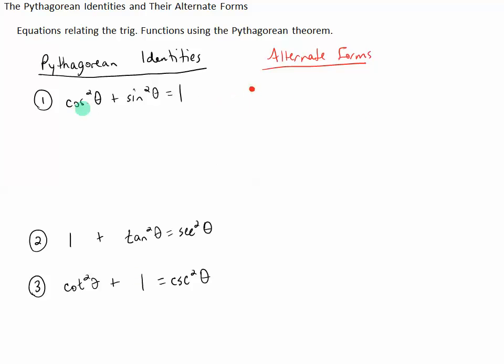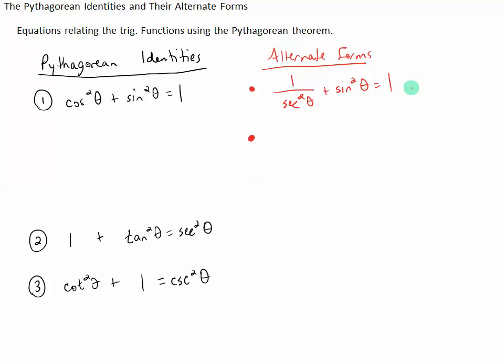So let's see one alternate form. I can replace cosine with its reciprocal form. In other words, I can replace cosine with 1 over secant, and cosine squared becomes 1 over secant squared. And I could leave my sine squared alone. So that's an alternate form of this Pythagorean identity. Now, this equation related cosine and sine, and we've changed it so that I can relate secant to sine. And I could do the reciprocal forms of both of these: 1 over secant squared theta plus 1 over cosecant squared theta equals 1. I can do any or all reciprocal forms.